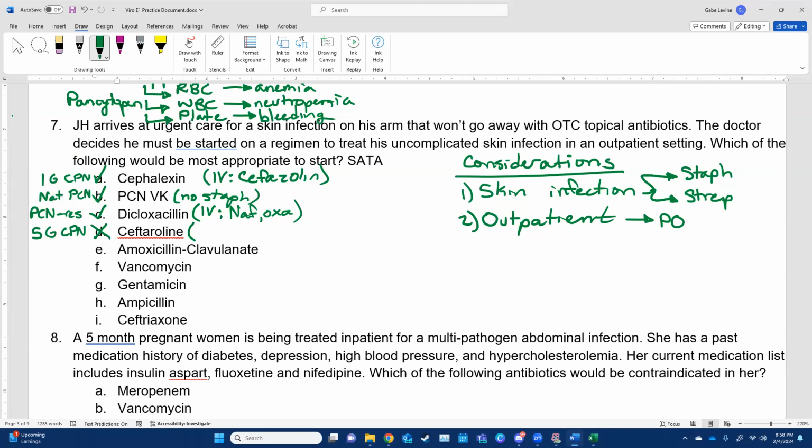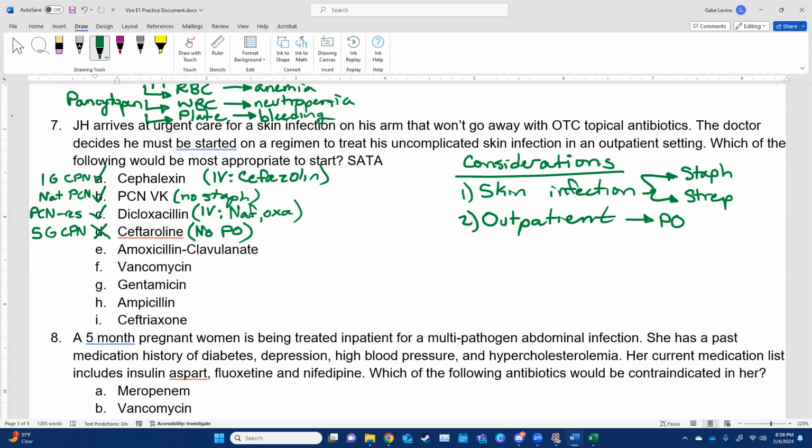This is an IV only drug. And does it cover skin infections, staph and strep? Not really. It doesn't cover staph, does cover strep, but what are we primarily using these later generation cephalosporins for? Gram negative. Is there an oral version of ceftaroline? Meaning, is there a different drug in the same class that would work orally? No, there's no oral.